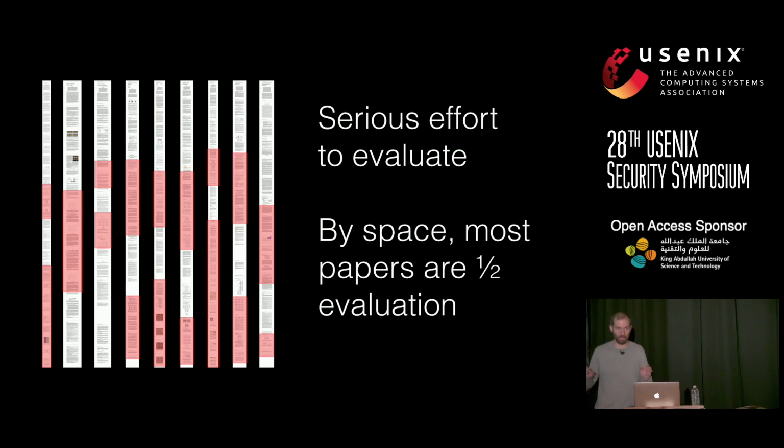And I should say that, to begin with, the authors of these papers did make a serious effort to evaluate them. I've shown the papers here, and I've highlighted in red the regions that are the evaluation. So by space, most of these papers are roughly 1/2 evaluation. The authors of these papers are from places like Google and Facebook and Amazon. They're from universities like Stanford and Berkeley and Carnegie Mellon and UT Austin and Princeton. So by all accounts, these are highly regarded researchers. They know what they're doing.